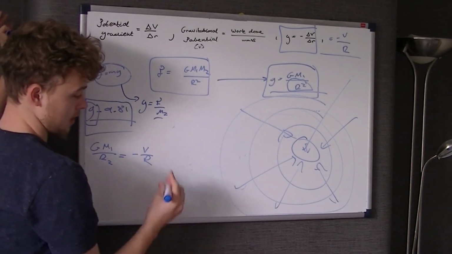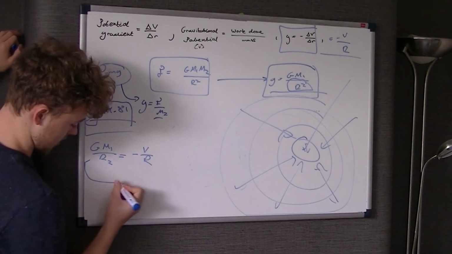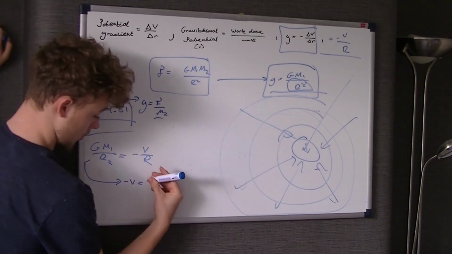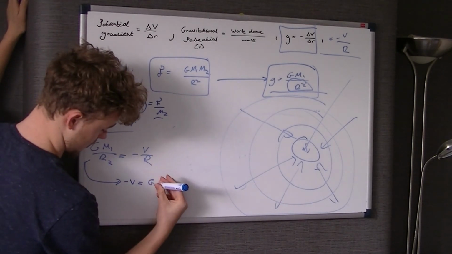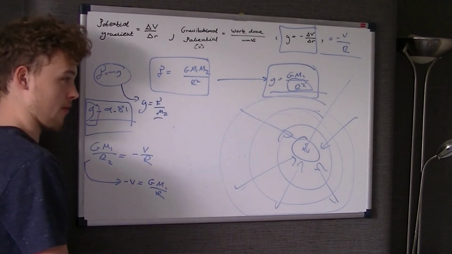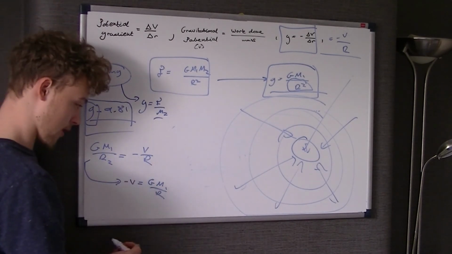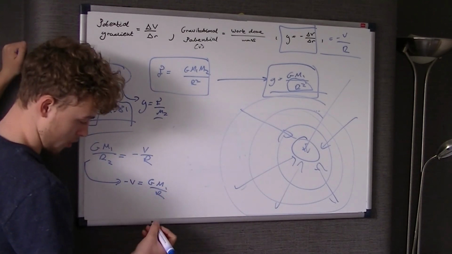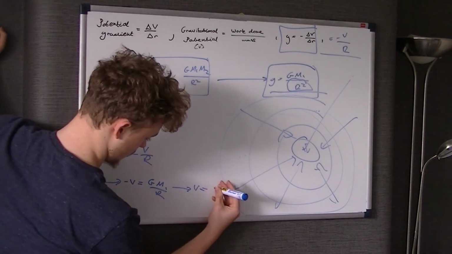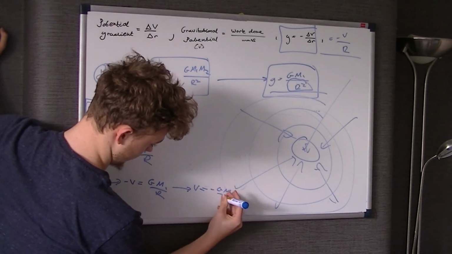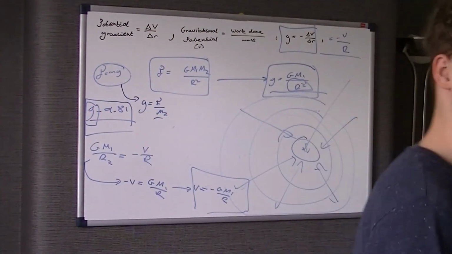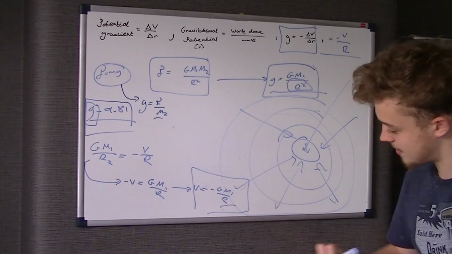Well, quite clearly, it's just a case of simplifying these two equations together. So we times both sides by r, so we get negative V, the negative gravitational potential, is equal to GM1 over r, because when you times 1 over r squared by r, you're just left with 1 over r. But that's equal to negative V, so quite clearly V is equal to negative GM1 over r. So that's the gravitational potential at any point at a distance r from the centre of Earth.